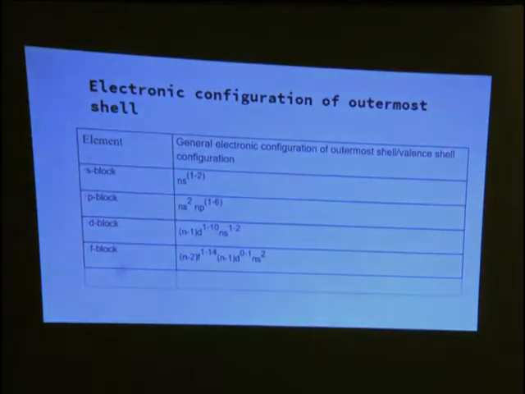Let us look into the electronic configuration of the outermost shell. So, these are the elements, these are the blocks, and this is the general electronic configuration of the outermost shell, or we can call it the valence shell configuration. So, you can have a look for a few seconds here.